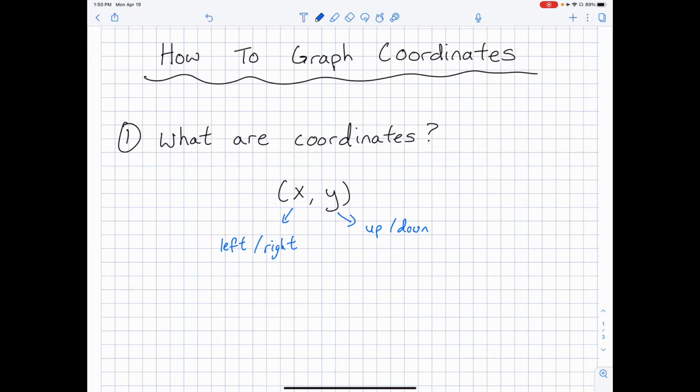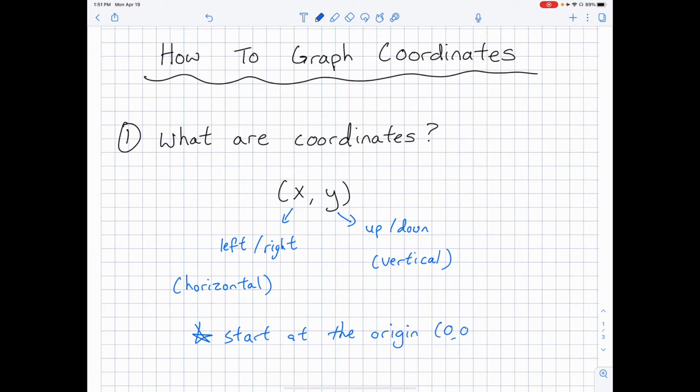Just a reminder that left and right is known as horizontal. If we go up and down, then that is known as vertical. So just remember, always go left or right first, then up or down. The starting position will always be from the origin, known as the center of the graph, located at 0, 0. So just a reminder, always start at the origin, which is located at 0, 0.